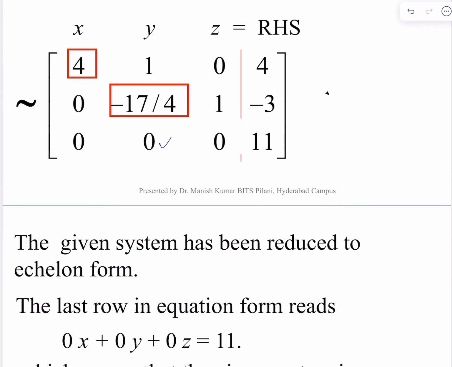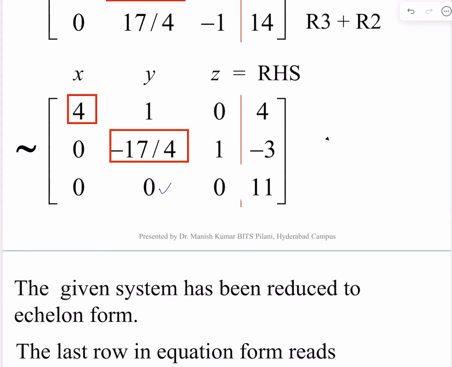Now we have to find the solution. If you see here, in the last equation the left-hand side is 0 and the right-hand side is 11, right?